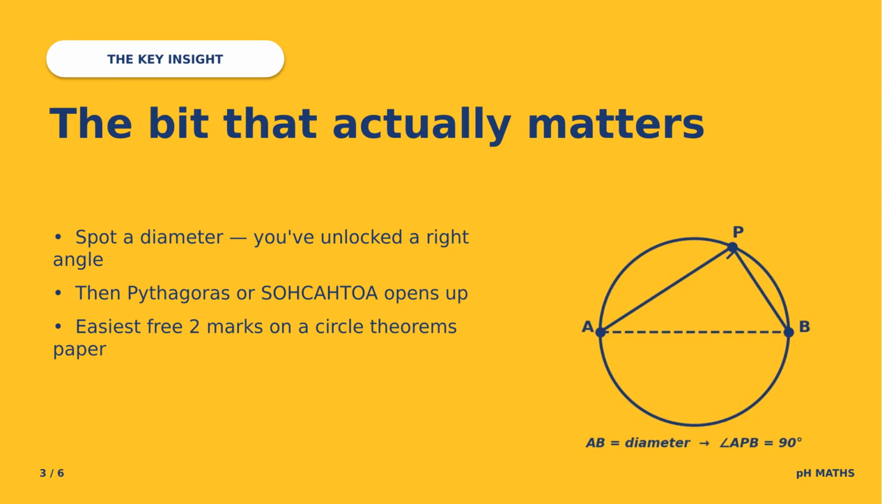Key insight. Spot a diameter. You've unlocked a right angle. Once you've got the right angle, you can use either Pythagoras or SOHCAHTOA to find any other side or angle. This theorem is 2 free marks on a Circle Theorems paper. Recognize the configuration and the rest of the question opens up.